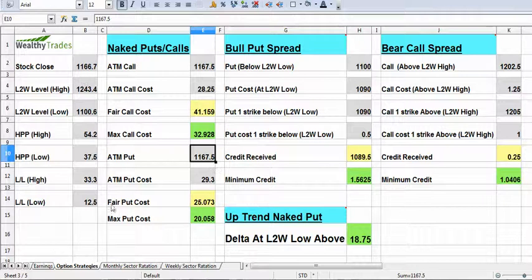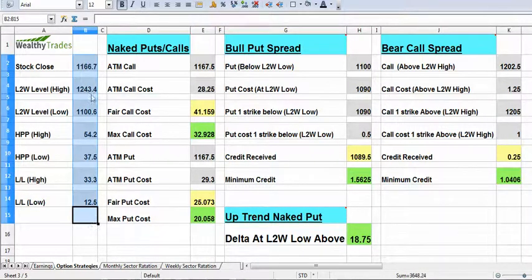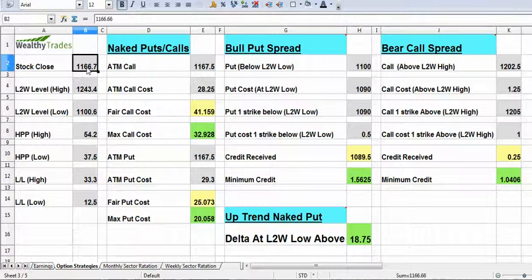And again, all you've got to do is calculate. So this is all the information that we get from Wealthy Trades, the closing price. If you're doing this on a weekly basis, just on the weekends, put the closing price, the levels to win high, low, HPP high, low, and then levels on levels. And then you just calculate the at-the-money calls. It's that simple. It's absolutely amazing.